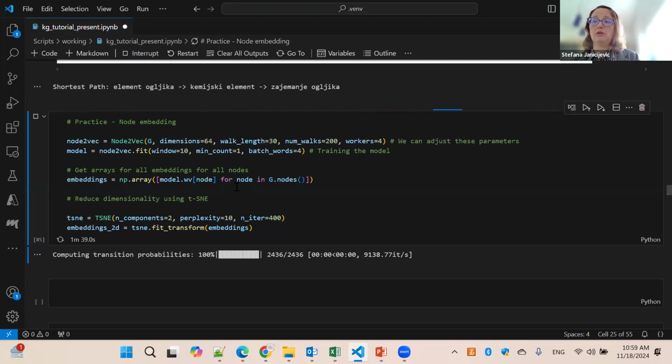And with the number of walks, we are capturing more local and global relationships. Workers is something to do with CPU cores. Let's say we will skip that. Window equals 10, the maximum distance between nodes in a walk considered as context for each other, similar to the context window in NLP. Minimum count equals 1, ensures even infrequent nodes are embedded. Batch words equal 4, controls the batch size for training.